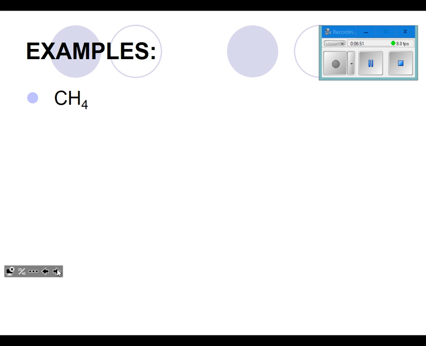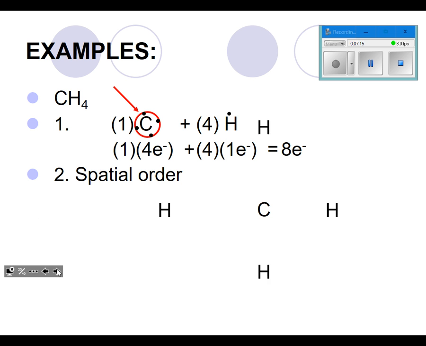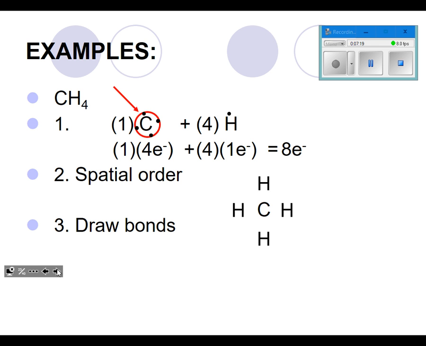So, CH4. First of all, count the number of valence electrons. Carbon has 4, hydrogen has 1, but there's 4 atoms of hydrogen, sorry. So, 1 times 4, and 4 times 1 is 8 electrons. Step 2, draw it spatially. The one with the fewest is carbon, so it goes in the center, and then arrange the hydrogens around it. Step 3, draw covalent bonds between the elements.